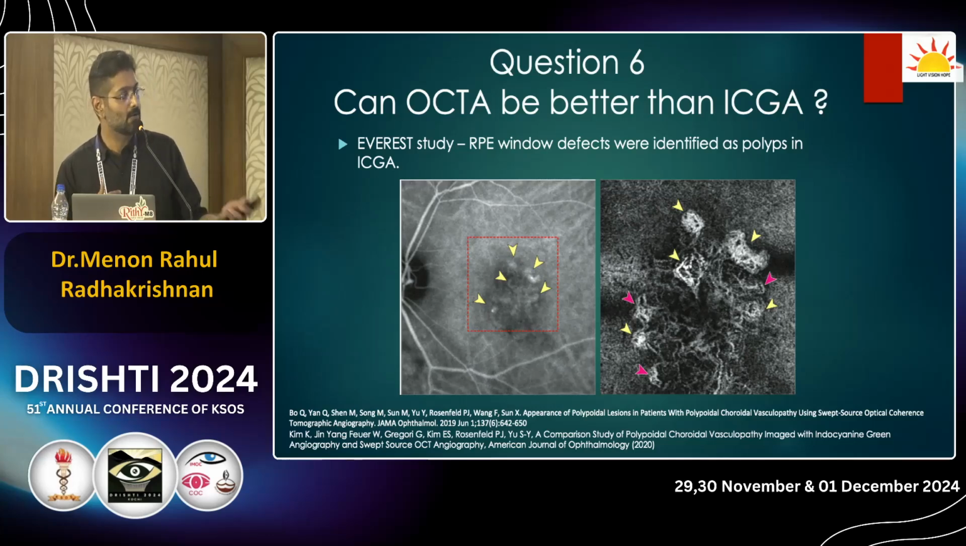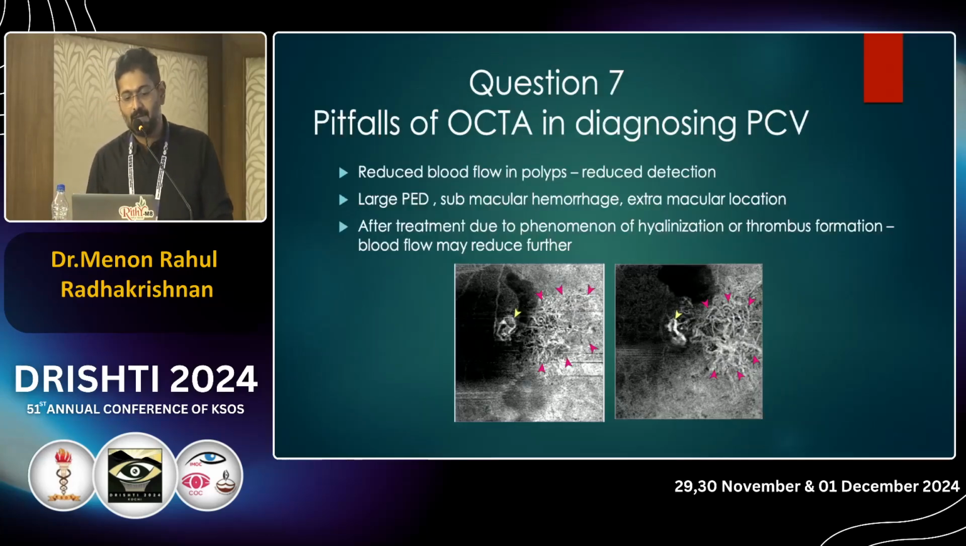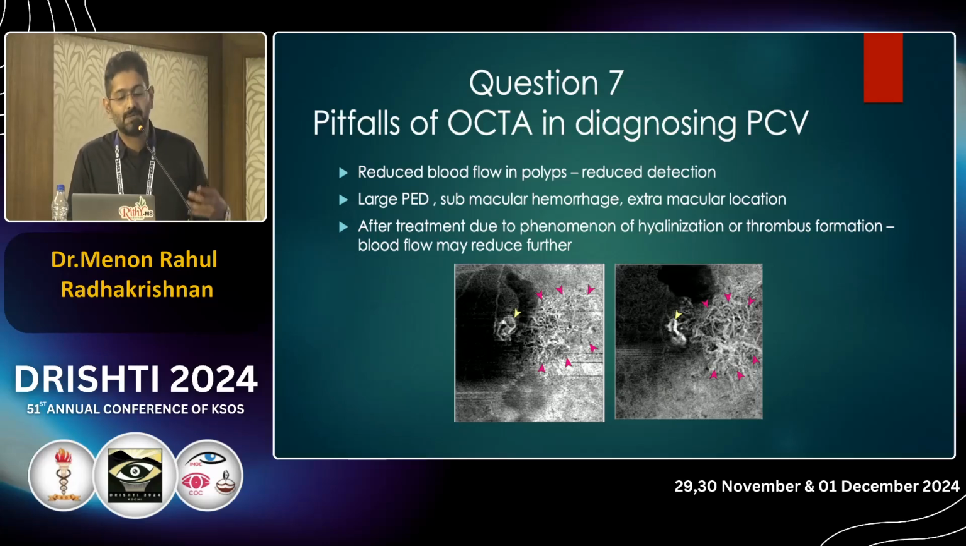to actually counsel the patient regarding the number of injections. So here it outscores ICGA. Now, what are the pitfalls of OCTA in diagnosing PCV? What happens is when there's reduced blood flow in polyps, there's reduced detection on OCTA.